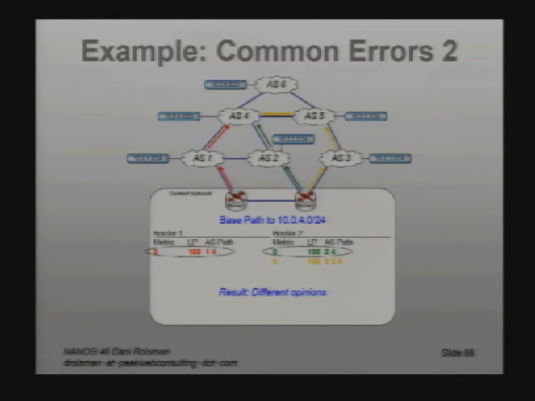Okay, common errors too. This is where we have, what I said, different opinions. So you don't have a consistent policy across all of your border routers or edge routers. In this case, if traffic got sent to border 1 from inside your network, border 1, going to AS4 over here, will actually choose to take AS1 to AS4 because that's its eBGP hop. And border 2 will actually prefer AS2 to AS4. I don't like this system.